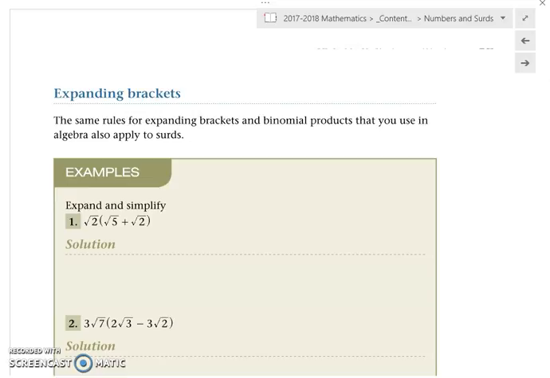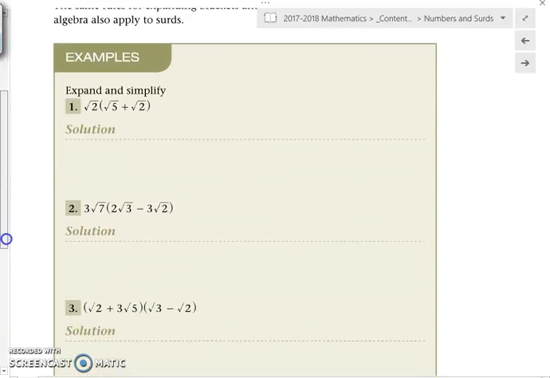The rules that we had for binomial products and for expanding brackets with algebra are exactly the same with surds. Okay? So when you've got something outside of the brackets multiplied by something inside the brackets, you've got to multiply everything in the brackets. When you've got the FOIL method going on, when you've got binomials, then both things in the first set of brackets have to multiply by everything in the second set. It's pretty straightforward. So let's have a look at this first one.